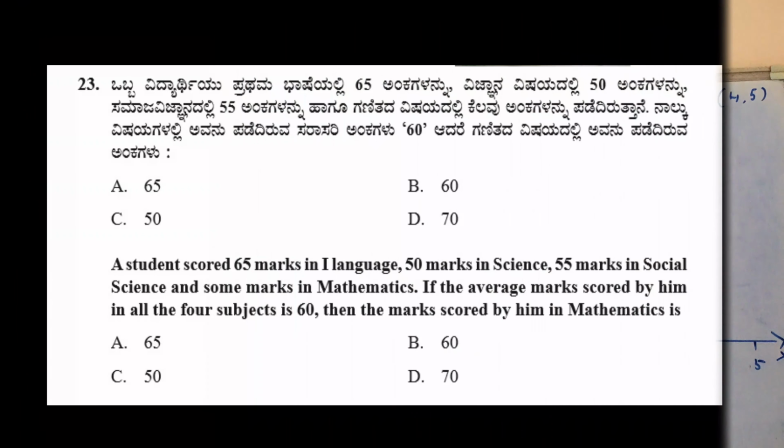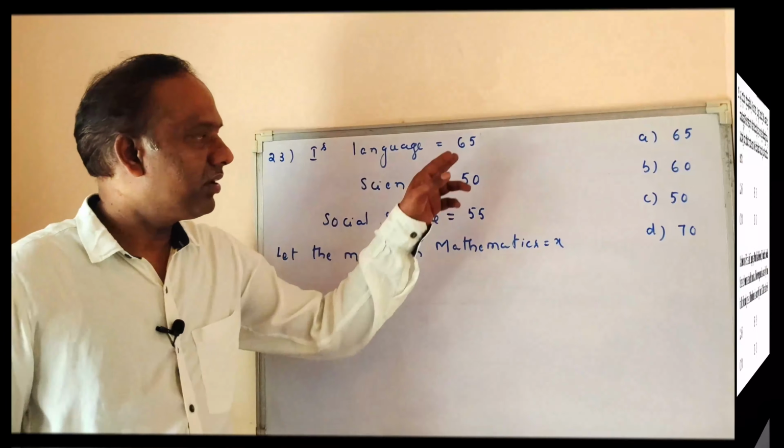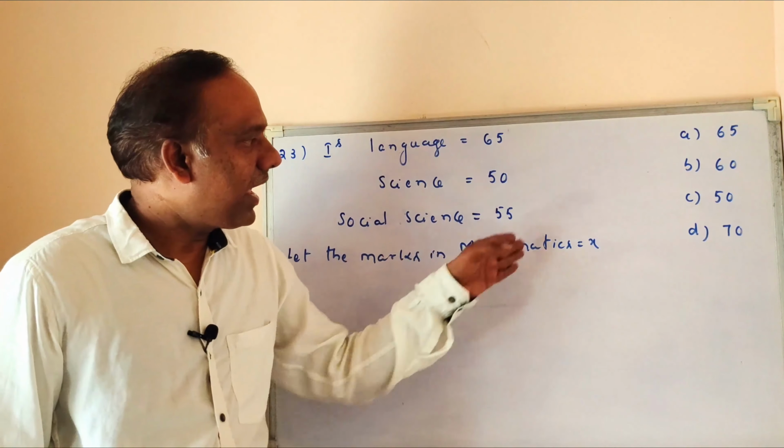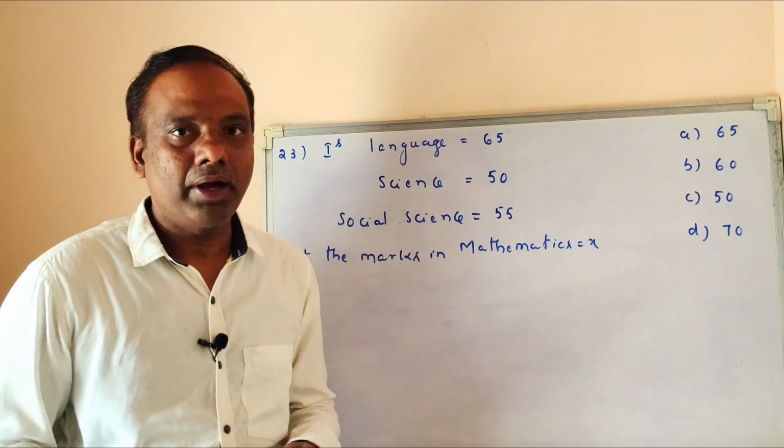Question number 23. A student scored 65 marks in first language, 50 marks in science, 55 marks in social science and some marks in mathematics. If the average marks scored by him in all 4 subjects is 60, then the marks scored by him in mathematics is option A: 65, option B: 60, option C: 50, option D: 70. Here they have given 4 subjects' marks and the average is 60, so we can calculate the marks in mathematics.